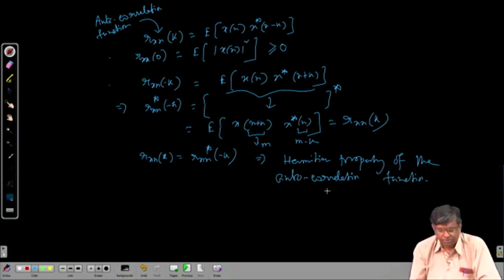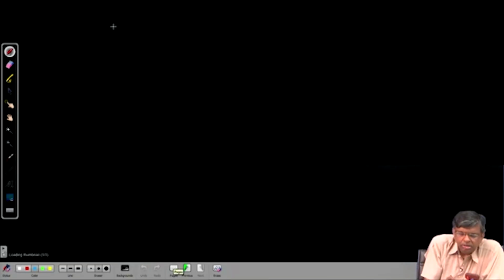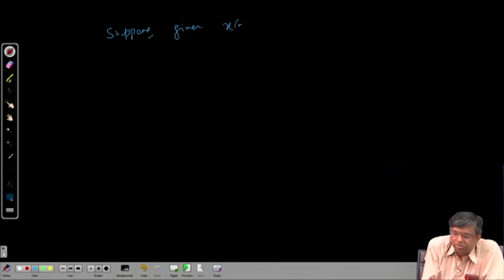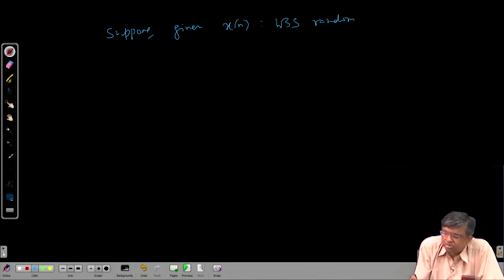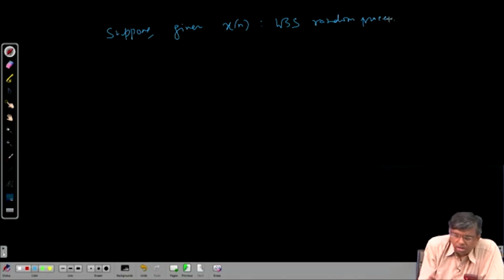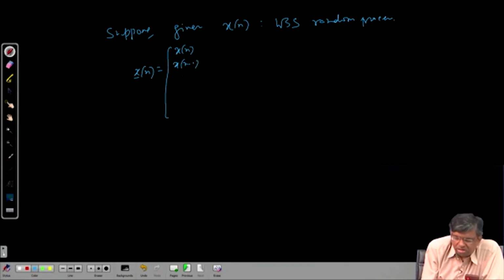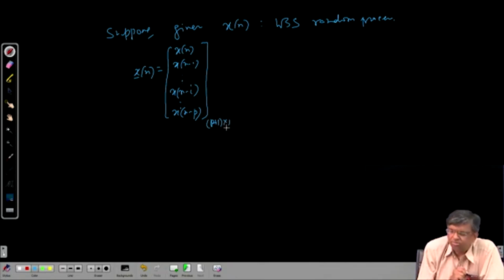What is the consequence? Suppose we are given x n to be a wide sense stationary random process. Let x n be a vector consisting of these random variables x of n, n minus 1, dot dot, n minus i, dot dot, n minus p. So n minus 0, n minus 1, n minus i, n minus p. So in total p plus 1, actually it is a p plus 1 cross 1 random vector.